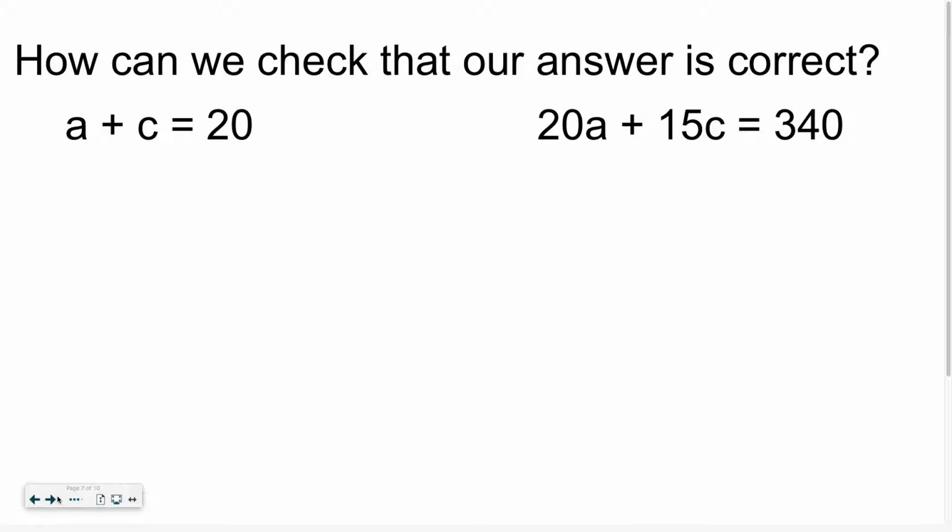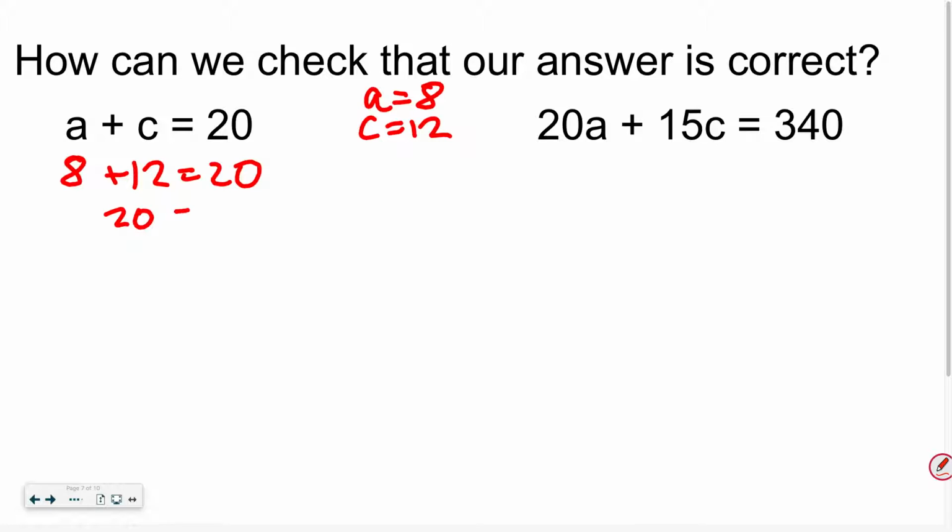How can we check that that's right? We said A and C equals, so. Myra, how can we check? Okay, so A is 8. That one's pretty straightforward, total tickets, 8 and 12, good. We still need to check the cost.